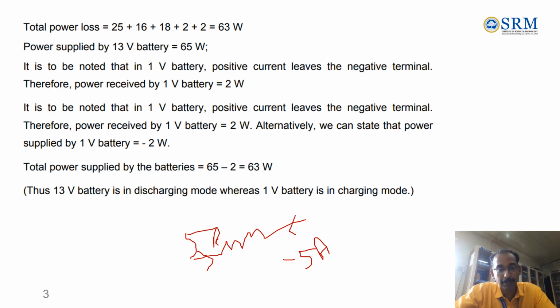So for the total power supplied by the batteries, as I have already mentioned, the 13 volt battery releases 65 watts. The 1 volt battery charges with 2 watts. So the total power supplied by the batteries is 63 watts, right? Thus the 13 volt battery is in discharging mode, whereas the 1 volt battery is in charging mode. Fine. Thank you.